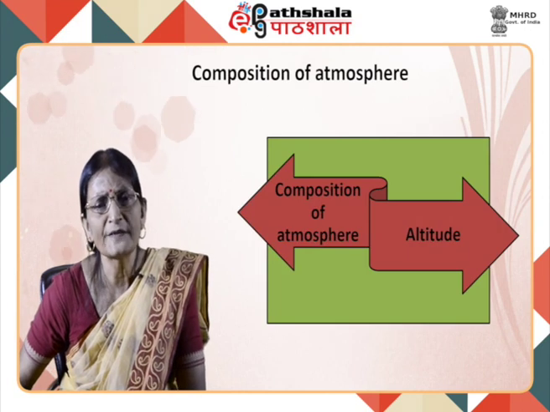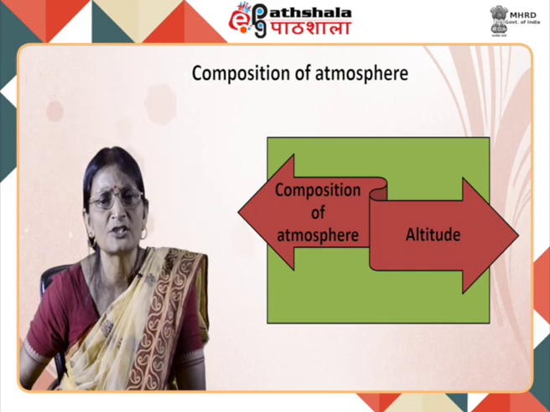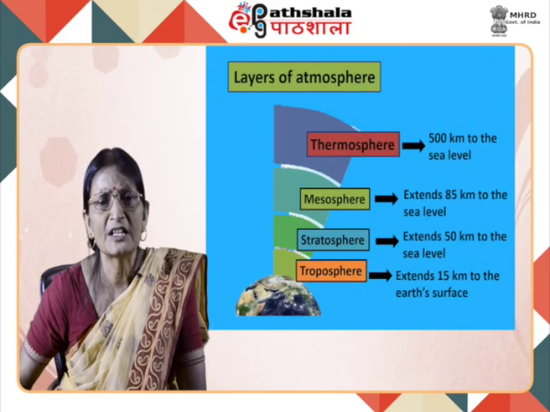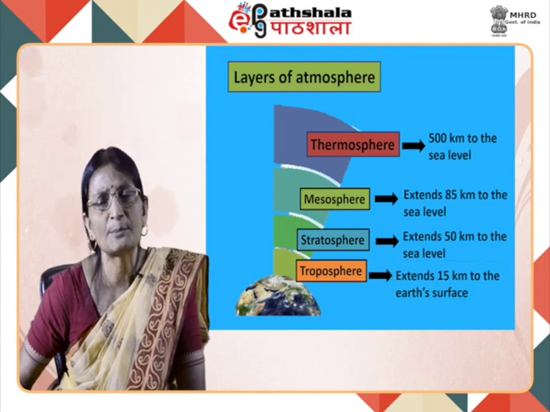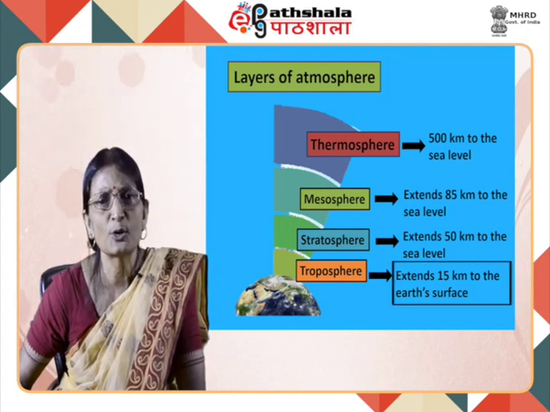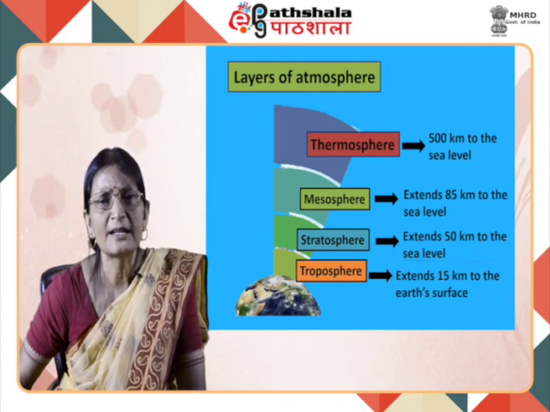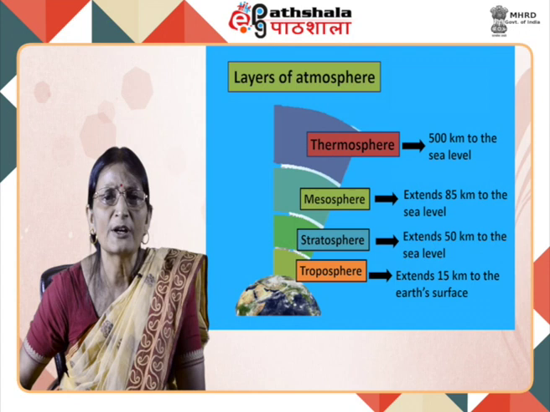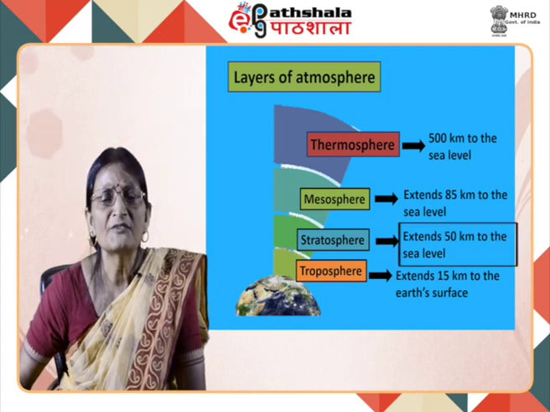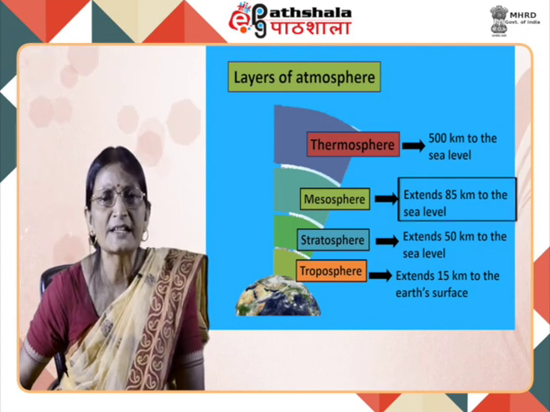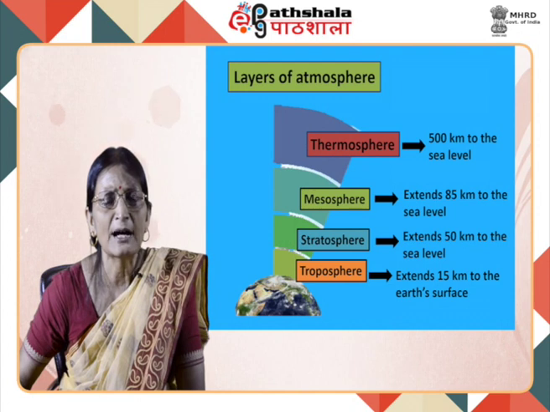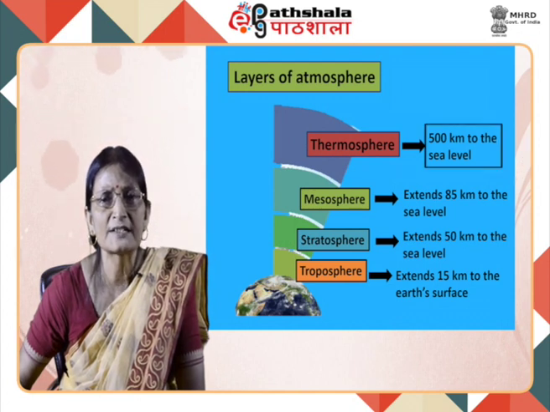The constitution of the atmosphere is not the same as we go up with altitude. There is a layering of the atmosphere. We have 4 principal layers of the atmosphere. The lowermost layer, which extends to about 15 kilometers above the surface of the Earth, is called the troposphere. The second layer just above that, which extends to around 50 kilometers above sea level, is the stratosphere. Above that is the mesosphere, which extends to 85 kilometers, and the outermost layer is the thermosphere, which extends to 500 kilometers above sea level.